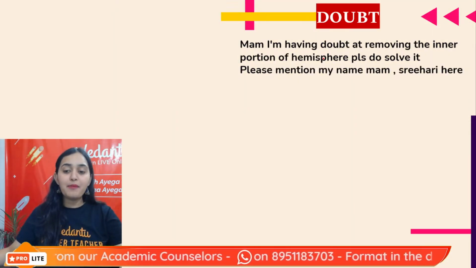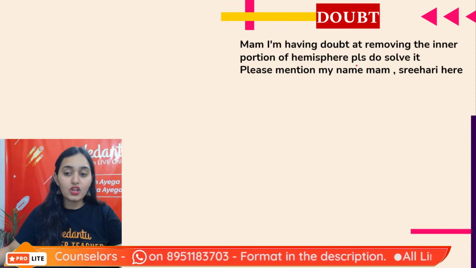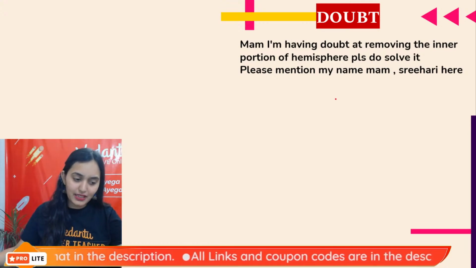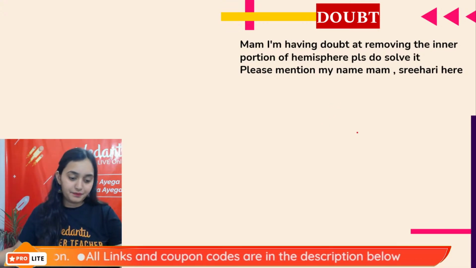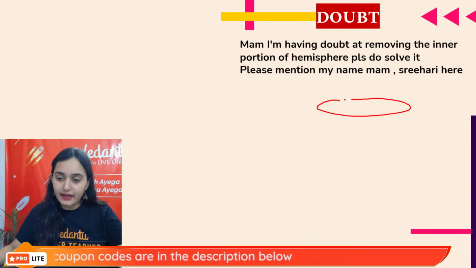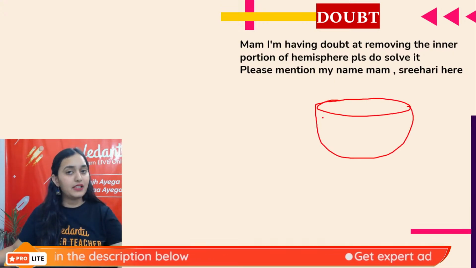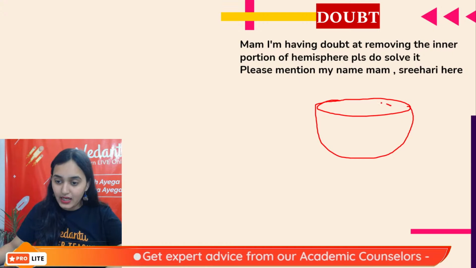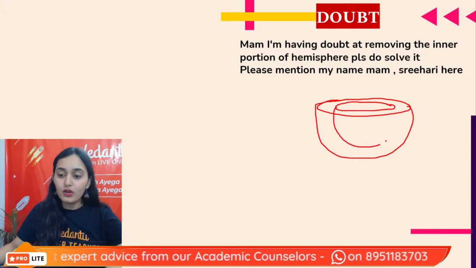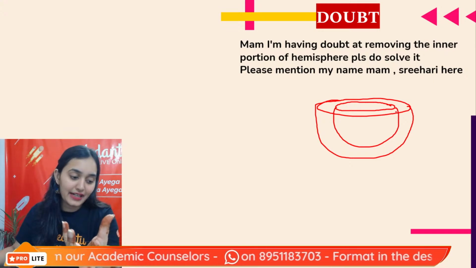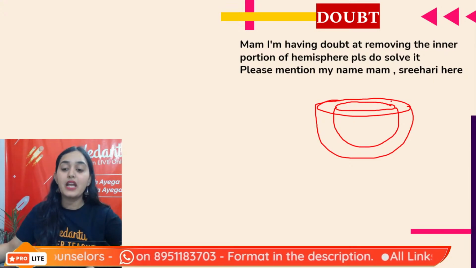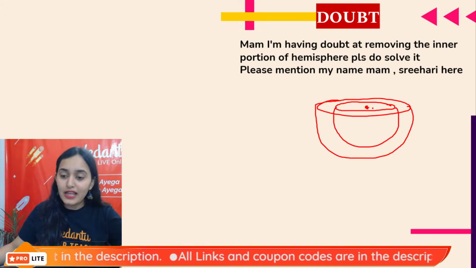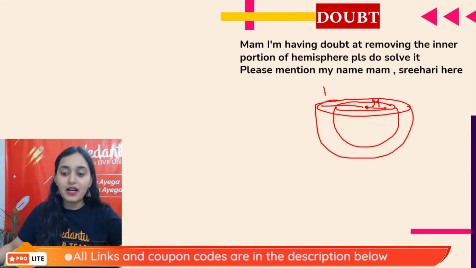Okay, next doubt is, ma'am, I am having doubt at removing the inner portion of hemisphere. Please do solve it. And please mention my name. So, Shri Hari beta, what is a hemisphere? Let's draw the diagram of the hemisphere like this. So, this is our hemisphere, right? Now, if I'm removing the inner portion of the hemisphere, then it will become like a bowl, like the katori we have at home in our kitchen. Now, when we are talking about this bowl, it's very simple. What have you not understood in this? You will have a smaller radius and you will have a bigger radius.